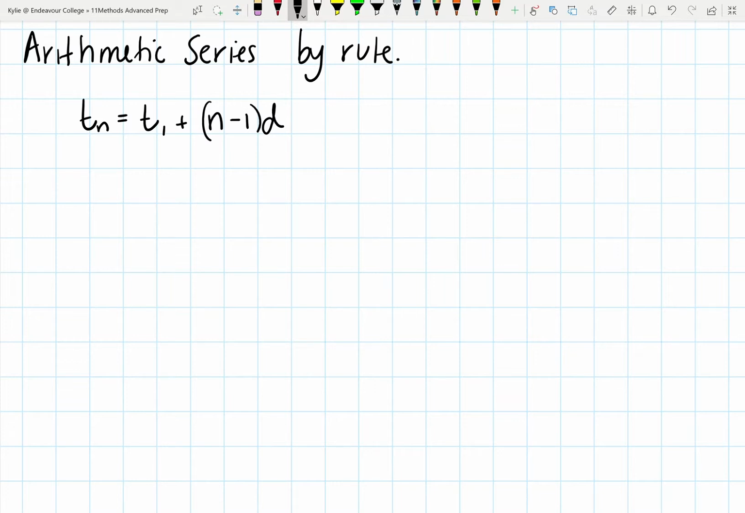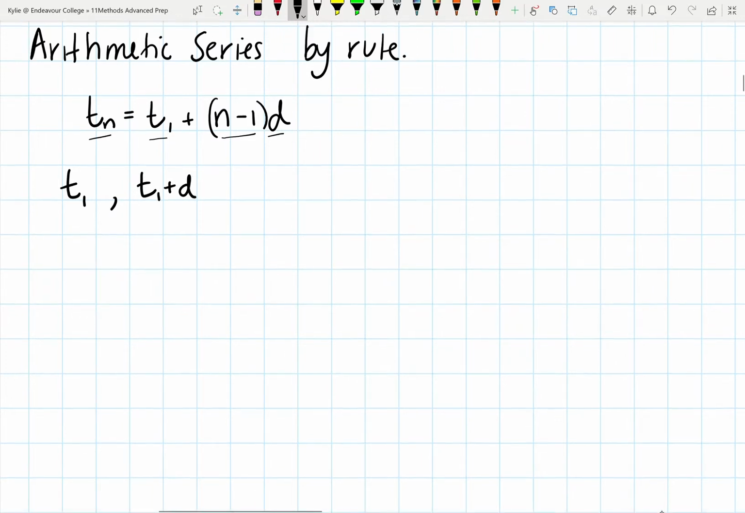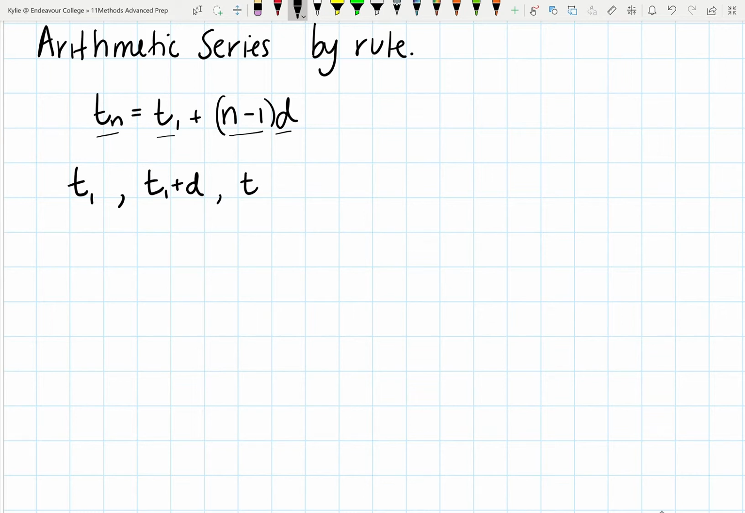So first things first, we're going to start with our general term for an arithmetic sequence, and that is that term n is term 1 plus n minus 1 lots of a common difference. If we were going to write that out in its most basic form, our first term would simply be term 1 because it's 0 lots of the common difference, so it's just term 1 plus 0, term 1. We then know that our second term is our original term plus 1 lot of the common difference. Our third term is the first term plus 2 lots of our common difference, and so on. And we can go on for however long we like.